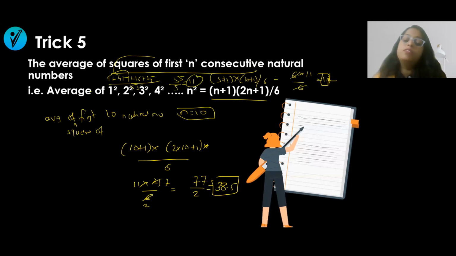So you have to find out, you have to get the trick that for the square of the first n natural numbers, the average will be n plus 1 into 2n plus 1 divided by 6.